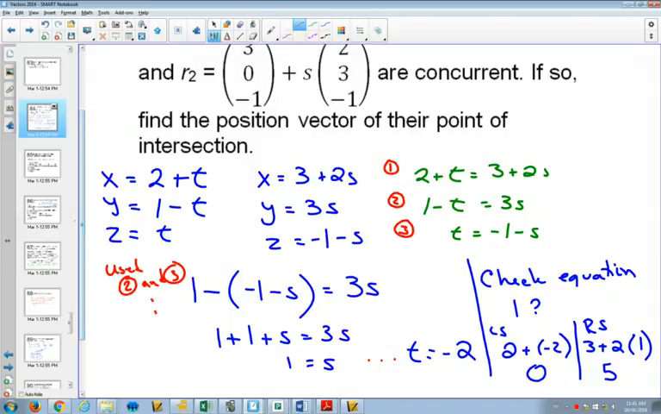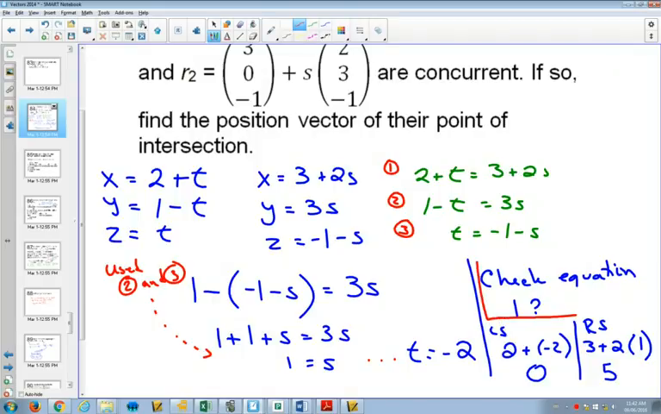So when using equation 2 and 3, once you've found one of the variables, s is equal to 1, you could plug that value of s equals 1 back into either equation 2 or equation 3, because those are the 2 equations that you're using. Once you've done that, you get a value: s is 1, t is -2.